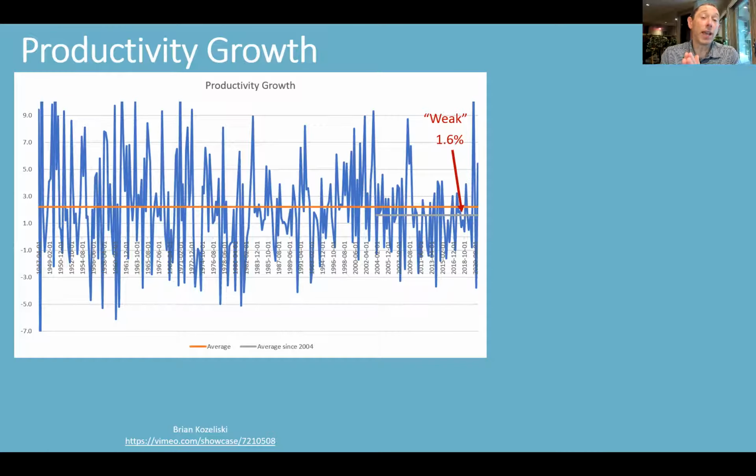Now, I've also said that it's even worse if you go back to 2010 onwards. So let's go ahead and do that. Here's an average for that period, and this is 1.3%. Technically speaking, this is dismal, okay?